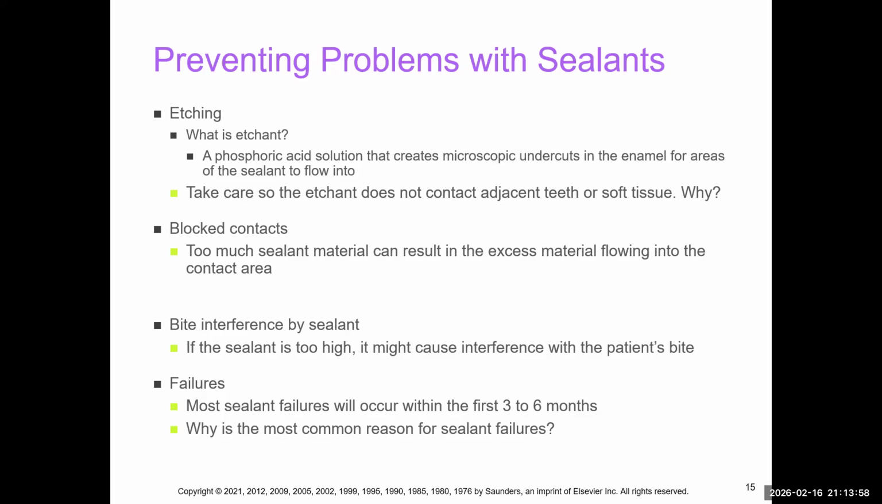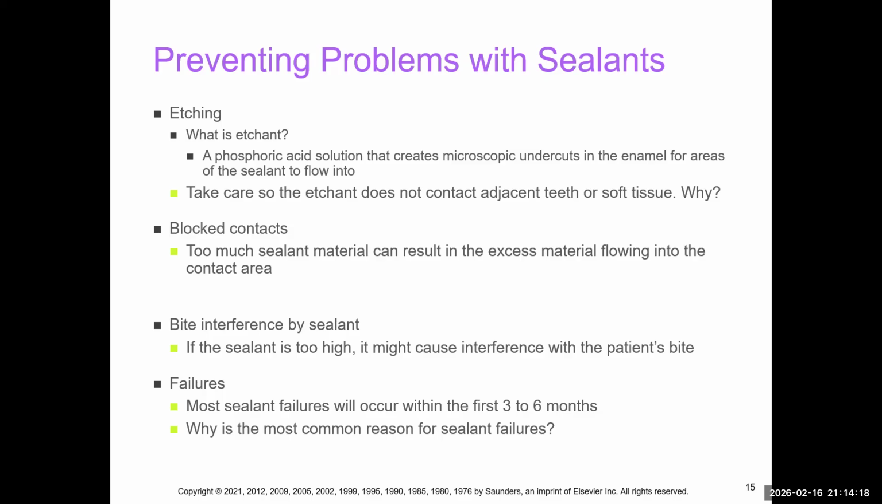Block contacts. Let's say there's too much sealant material that you place and it went into the mesial and distal. Now you have to make sure that the patient's able to floss. You got to get that out of there. And then also bite interference. If the sealant is too high, the patient's bite is going to be off and they're going to have a lot of discomfort.